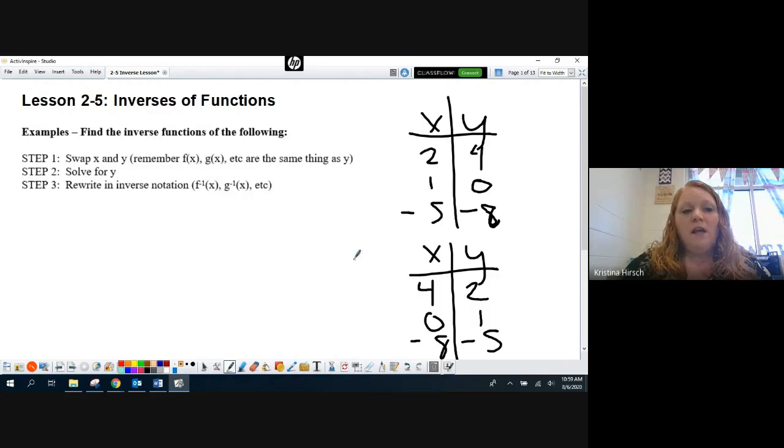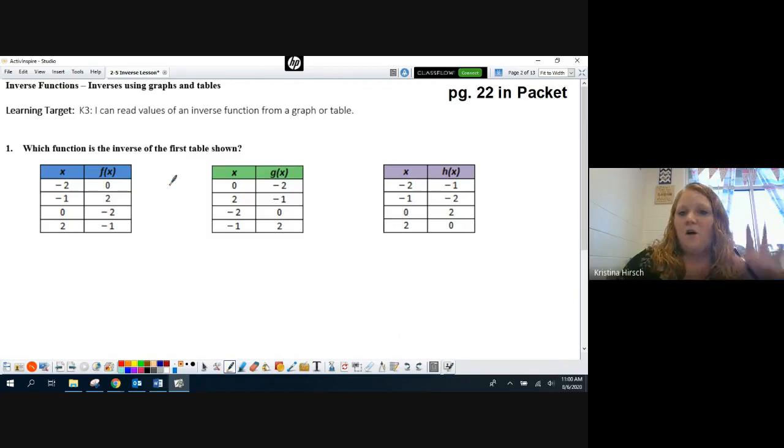All right, so when we're looking at inverses, we're going to be swapping the x and the y, but we're going to have to actually do some algebra with this, all right? But then you're going to end up solving for the y, and then you'll just rewrite it in inverse notation. All right, so those are some of the basic steps to finding an inverse. All right, but first I already kind of briefed you through the table type scenario. So this is on page 22 in your packet.